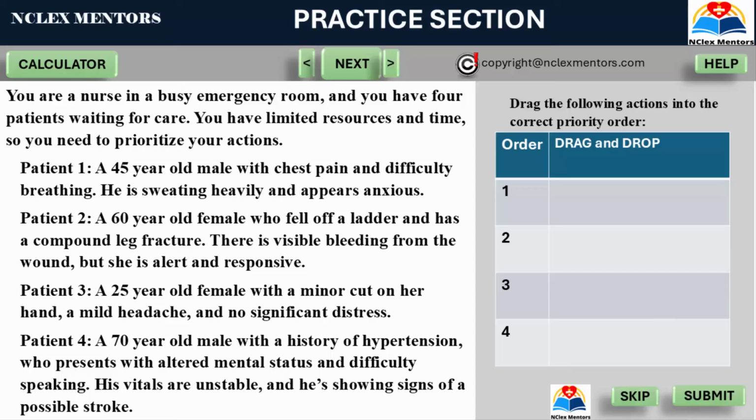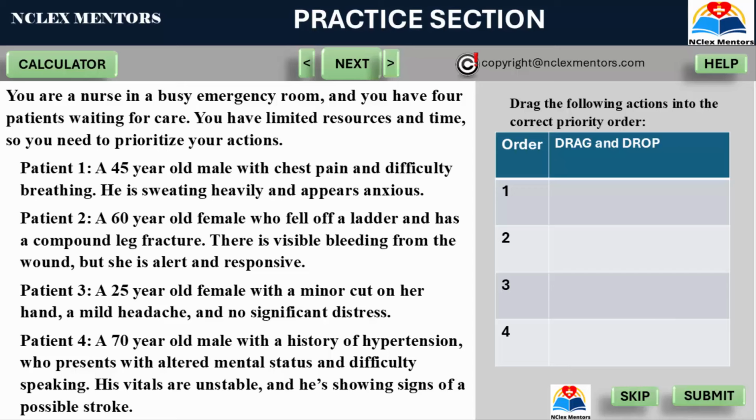Here are the patients. Patient 1, a 45-year-old male with chest pain and difficulty breathing. He is sweating heavily and appears anxious. Patient 2, a 60-year-old female who fell off a ladder and has a compound leg fracture. There is visible bleeding from the wound, but she is alert and responsive.